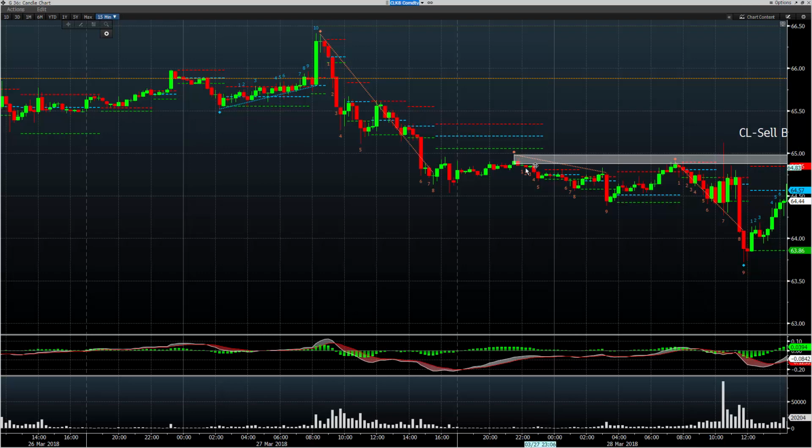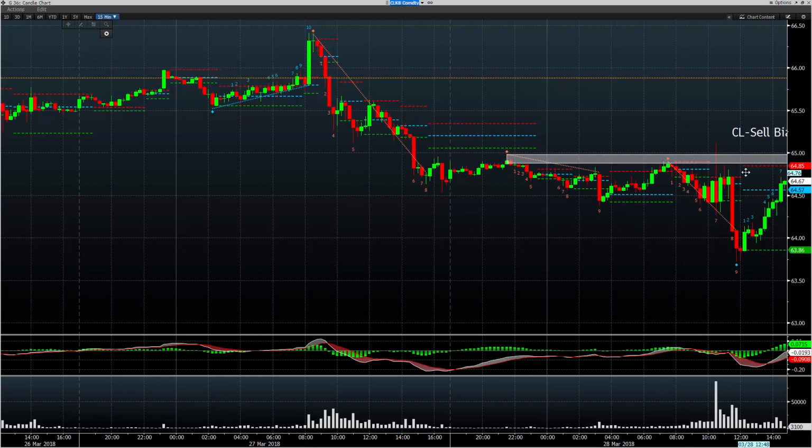And again, this one was diagnosed hours before. It didn't come up at 10:30. It was already lit up. Everybody in my room had it in terms of what they wanted to be looking at. It traded right to it. It actually traded above it. It just couldn't close above it. And that starts what?